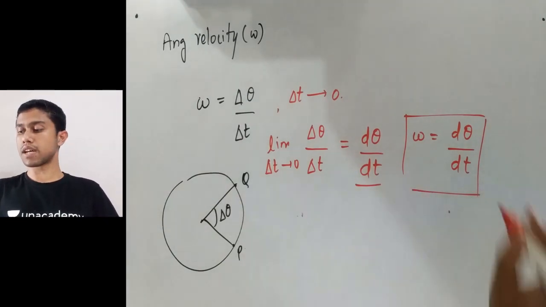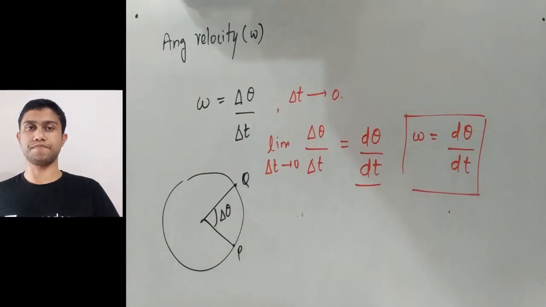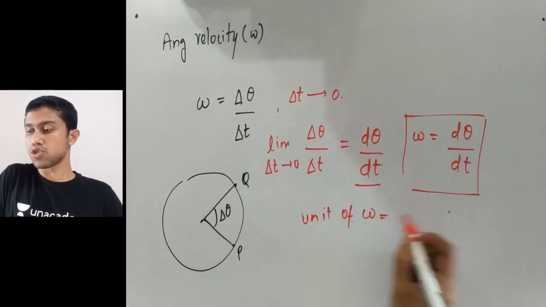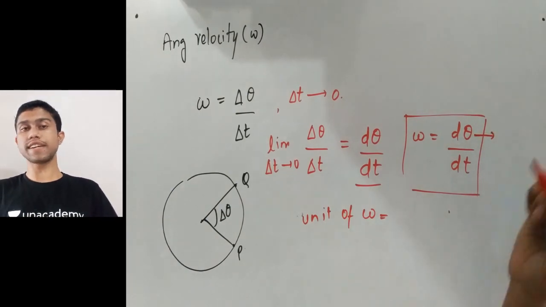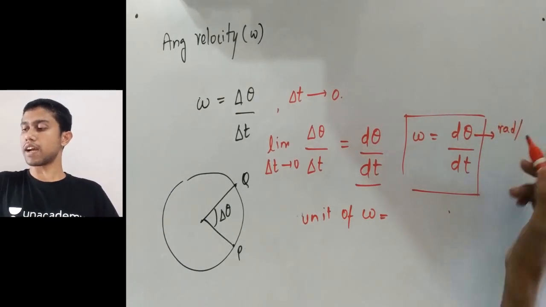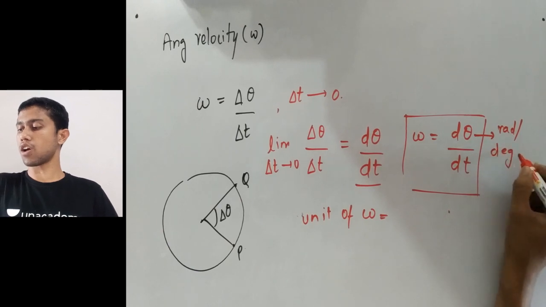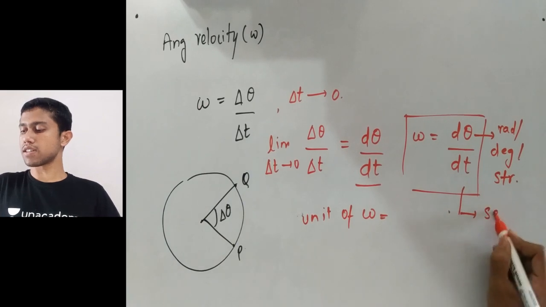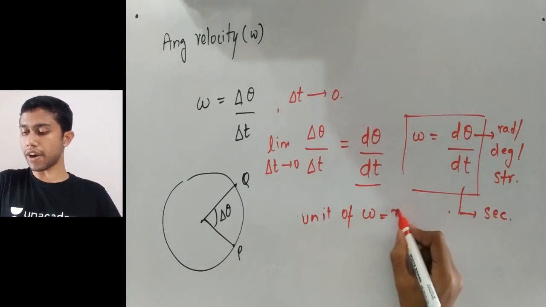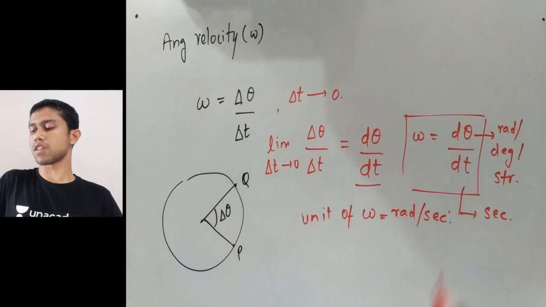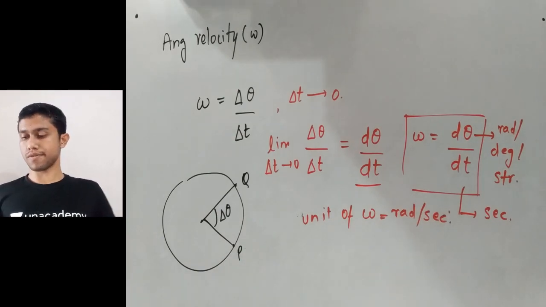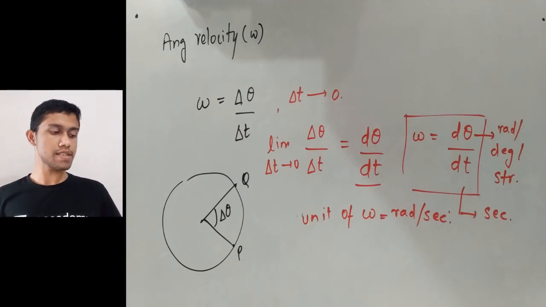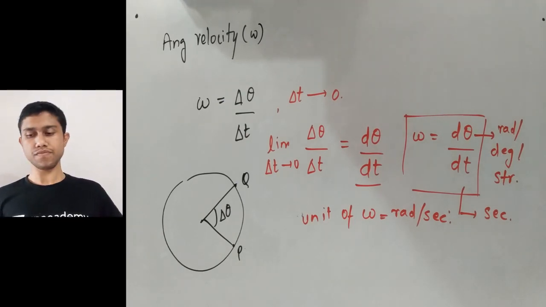Okay, so you have to remember this formula for your subsequent topics. So what is the unit of omega? So what is change in theta? It can be measured in radians, it can be measured in degrees, or it can be measured in steradians. And time can be measured in seconds. So unit is radians per second. Okay. So now we'll go to the next topic, that is frequency and time period.